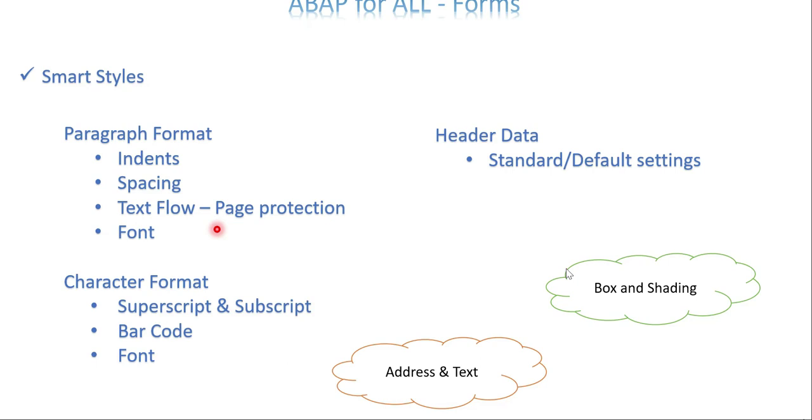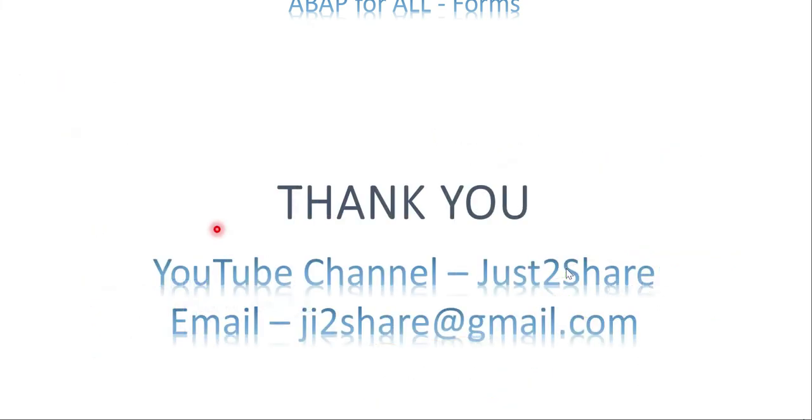And finally, box and shading is actually not part of paragraph and character format or a smart style. This is coming in the smart forms. I thought, okay, just to give an introduction, I'll show you box and shading, a very small concept. I don't know, maybe I'll take another video for that. So I'm going to show you how to apply a box and shading for your output. So these are the things which we are going to see in today's video. Okay, I think that's it. Yeah, let's get into the system.